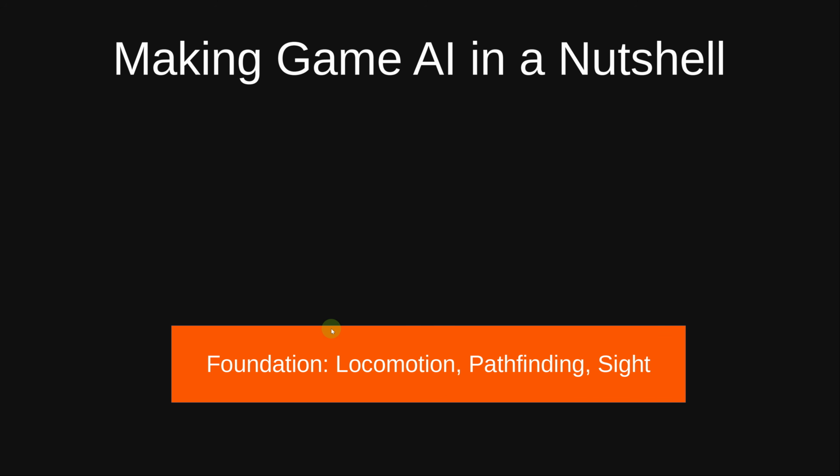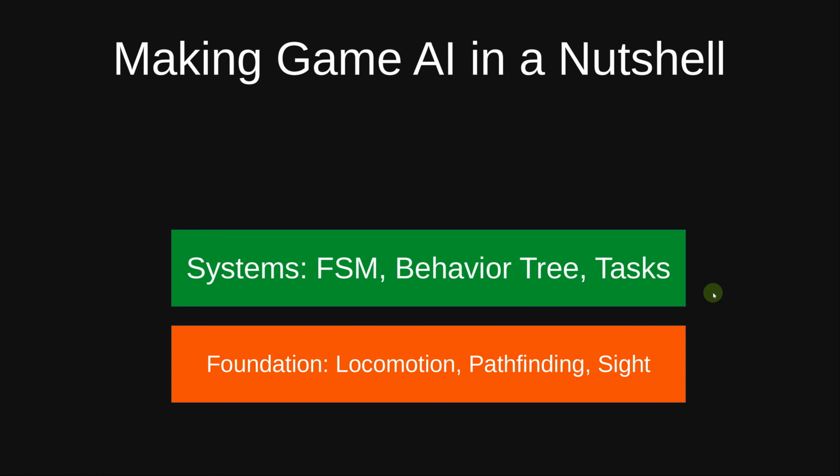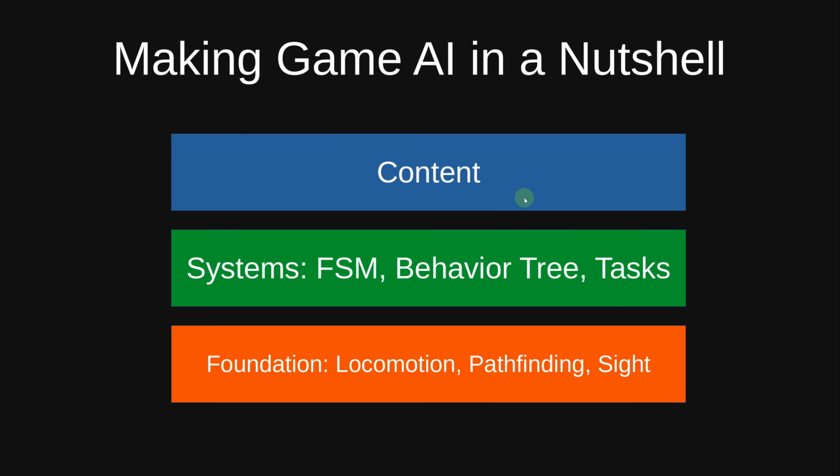Then on top of the foundation, we have our systems. So this is how we organize the code to use the layer below. We could use FSMs, behavior trees, and in these behavior trees, we could implement custom tasks. Then on top of these layers, we have the actual content of your game. This is where we define the actual behaviors of your NPCs. For example, your guards, your zombies, your shoppers, your civilians, your colonists, anything that pertains to your game. And the content layer will use the systems below to create the actual game AI of your game.